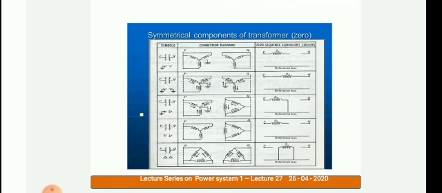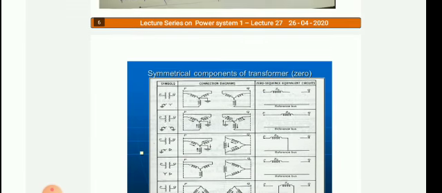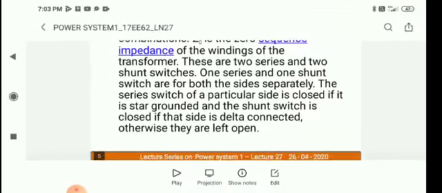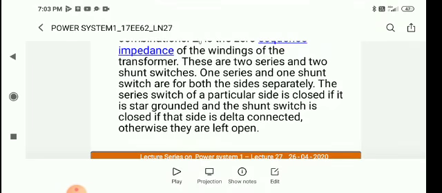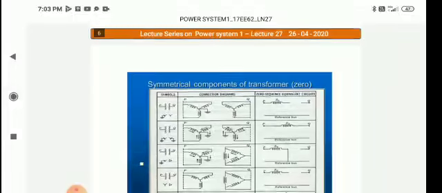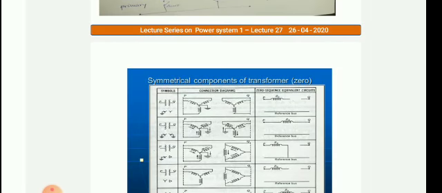In this, the primary is star grounded, so what will be the series switch now? As it is grounded, the series switch is closed. You can see that the series switch is closed, and in the secondary, it is only star, so it is open. And as there is no delta connection, the shunt switches are open. So we have only the primary with the closed connection.